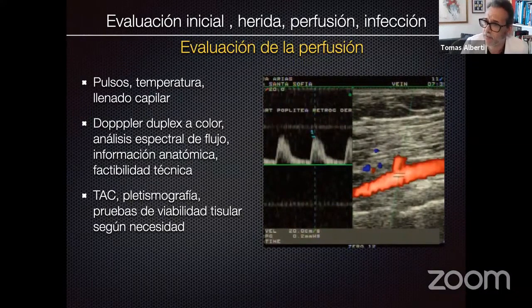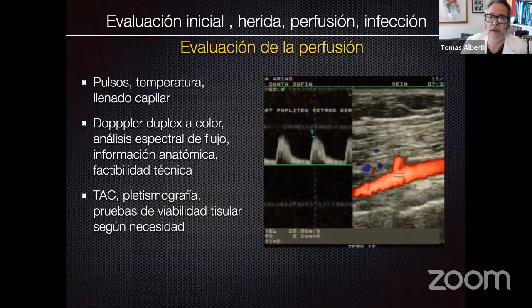Si tenemos un problema de perfusión, además vamos a obtener información anatómica. ¿Cuál es el segmento donde existe ese problema de perfusión? Existe en el segmento femoropoplíteo, donde las intervenciones endovasculares son más fáciles, o existe en el infrapoplíteo, donde son más difíciles. Dependiendo de lo que se consiga, entonces haremos tomografía, que para nosotros está en la planta baja, y la tomografía está hecha en media hora probablemente. Y también podemos hacer pruebas de viabilidad tisular según la necesidad.